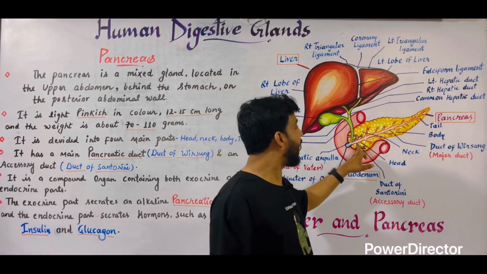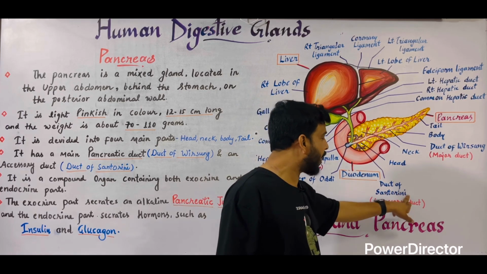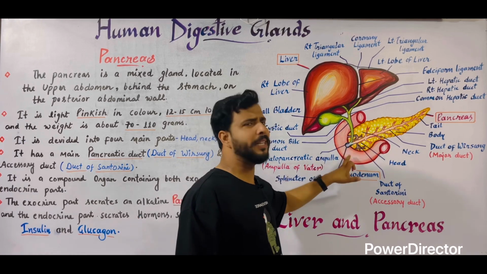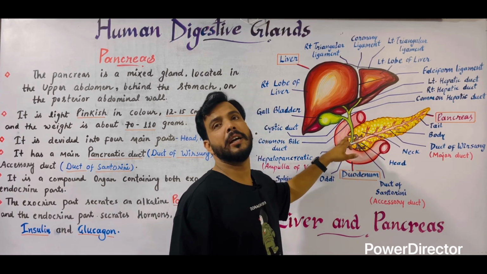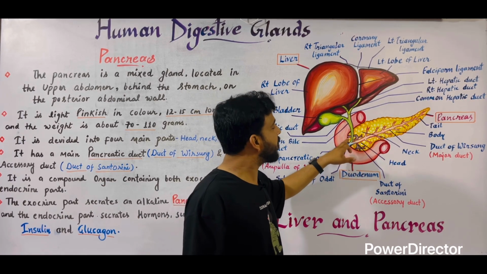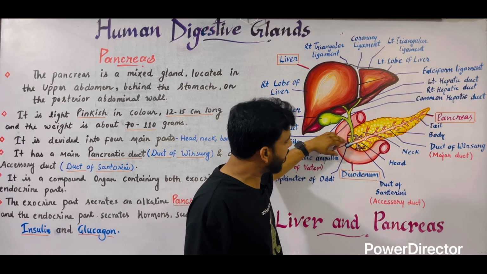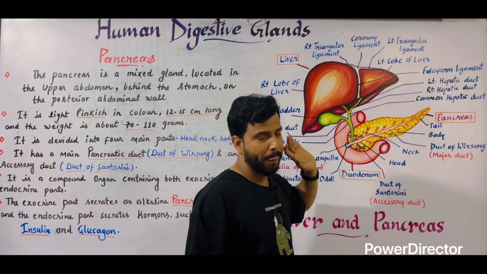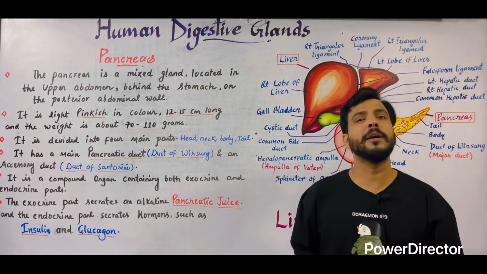But the other duct is known as the duct of Santorini. It is the accessory pancreatic duct which also opens into the duodenum, but not with the ampulla of Vater. It opens into the duodenum about 2 to 3 mm above the ampulla of Vater. So these are the two ducts present in the pancreas.